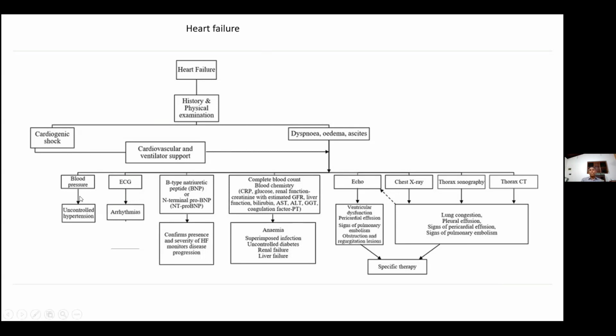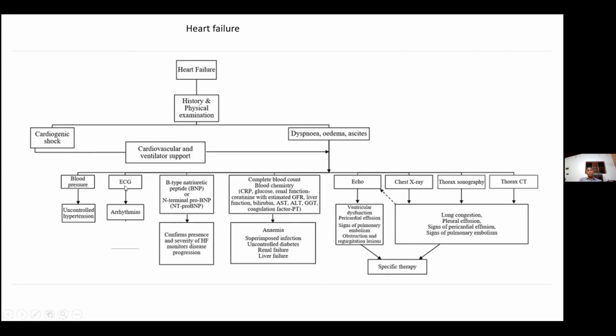If he is in shock and you have to ventilate, you have to do all the emergencies as indicated. So what are the things we are going to see? First, as normal standard things, we connect the ECG, we put the blood pressure cuff and check the blood pressure. Sometimes very high blood pressure can cause hypertension and heart failure, or the blood pressure may be very low because of the poor LV function.